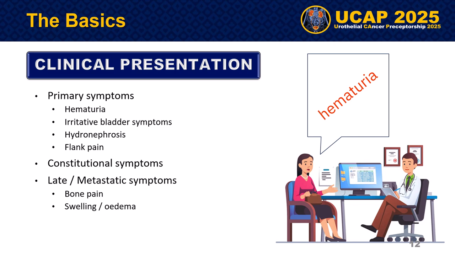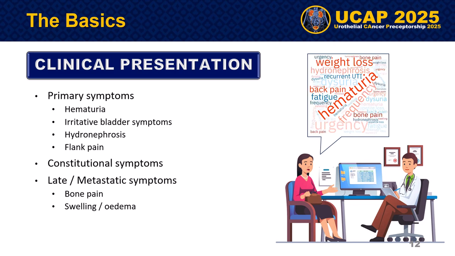Clinically, patients with urothelial carcinomas present mainly with hematuria, which can be micro or macroscopic. If in the bladder, they may have irritative bladder symptoms such as dysuria, frequency, and urgency, which may be mistaken for urinary tract infections. In the upper tract, they could have hydronephrosis and flank pain instead. As with all malignancies, they also have constitutional symptoms such as weight loss, appetite loss, and fatigue. Only in advanced or late stages, they may have bone pain from bone mets or swelling and lower limb edema from nodal metastases.